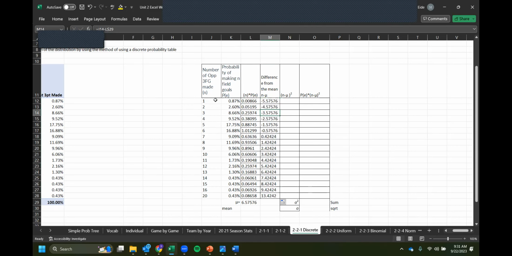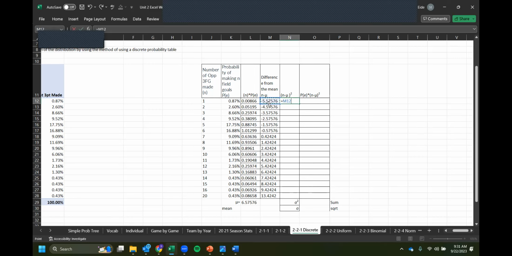Okay, and so now I've got the difference from the mean. So 1 and the mean, so the mean is 5.57 greater than 1, or the 1 is 5.57 less than the mean. 2 is 4.575 less than the mean. So each of these, it says the difference from the mean. So we're just following along. And then after that, we are going to square it.